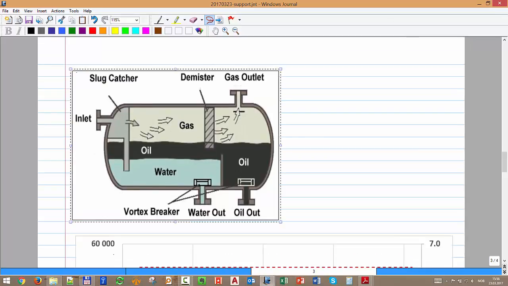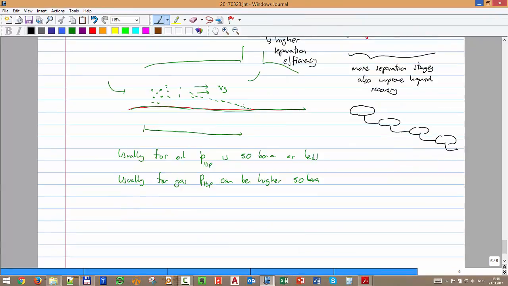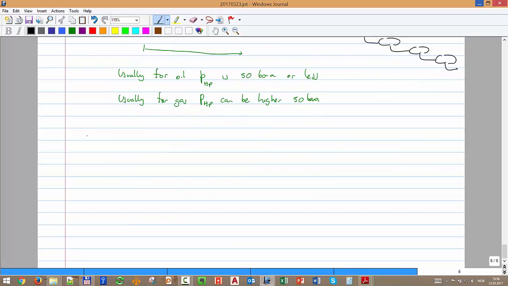Okay, so usually the separators in the North Sea are three-phase separators, even though most of the water is separated in the first stage.